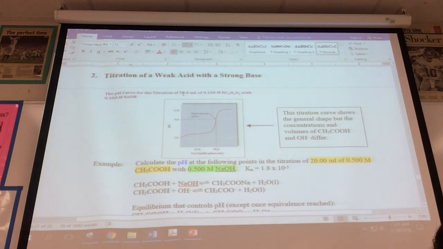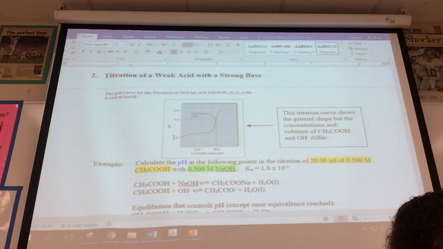Here is a pH curve for the titration of 50 mils of 0.1 molar acetic acid with 0.1 molar sodium hydroxide, and you're going to be using acetic acid and sodium hydroxide in the lab. Look at this curve and tell me how it differs from the curve we saw previously. Go ahead. The equivalence point's 9, so it's greater than 7 in this one. And is it as steep? No, it's more slanted. What about the initial pH? That's a little bit higher. All right? So those are a few things to think about.